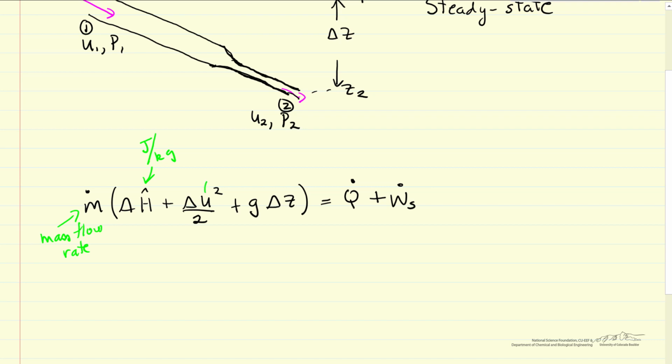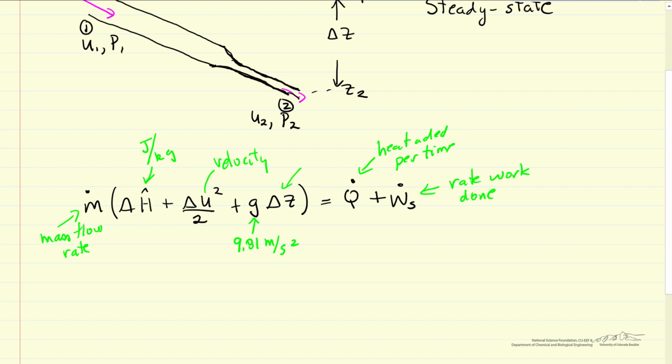U is velocity, so this is the kinetic energy term in the first law. G is the gravitational constant, which is 9.81 meters per second squared in SI units. Z is from the diagram. This is the height difference, so it would be Z2 minus Z1. Q dot is the heat added per time, so the rate that heat is added. And W dot is the rate that work is done. So again, if we add work, this is positive. If we add heat, Q is positive. So that's the first law, steady state.